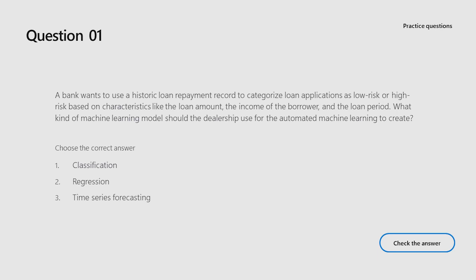A bank wants to use a historic loan repayment record to categorize loan applications as low risk or high risk based on characteristics like the loan amount, the income of the borrower, and the loan period. What kind of machine learning model should the dealership use for the automated machine learning to create? You're going to choose one of these 3 options. Is it classification, regression, or time series forecasting? I'm going to give you 30 seconds to answer.